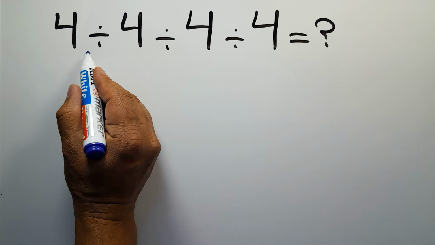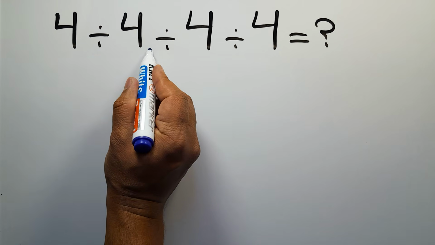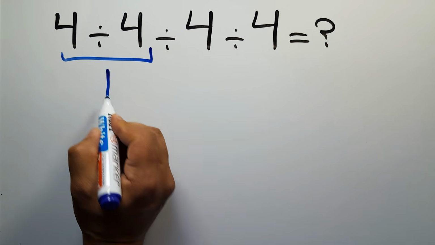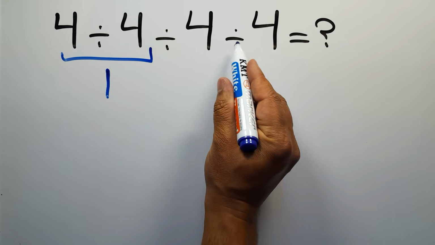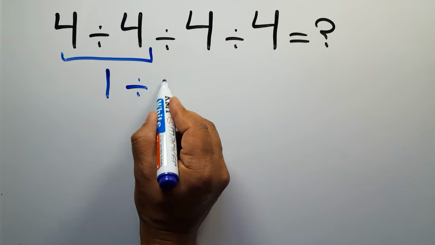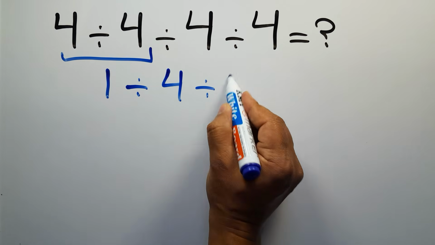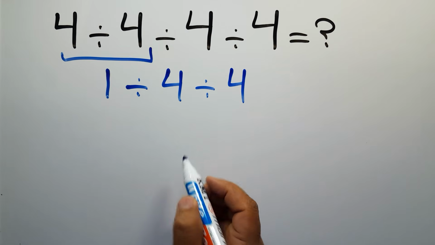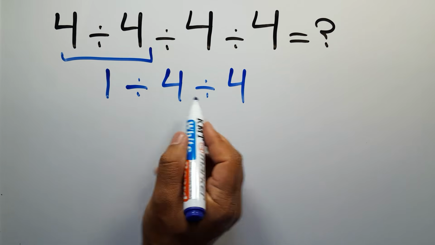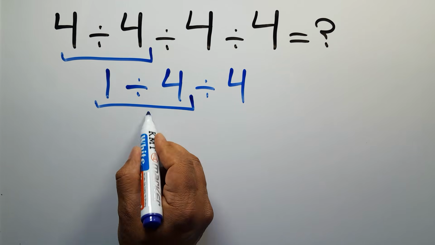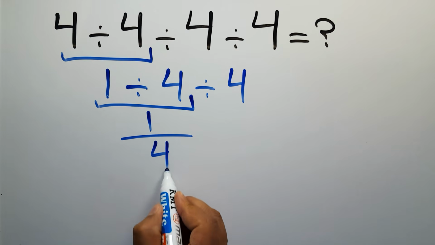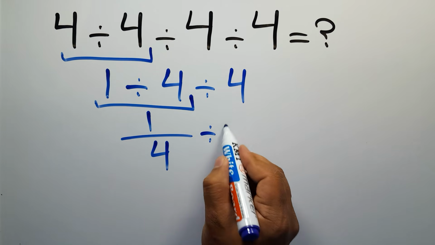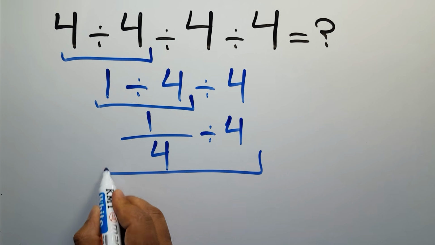So first we have to do this division. 4 divided by 4 equals 1. So we have 1 divided by 4 and again divided by 4. Now we have to do this division. 1 divided by 4 can be written as 1 over 4. Then divided by 4. Okay?